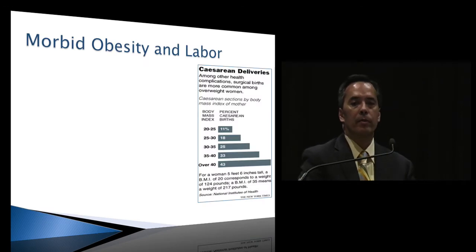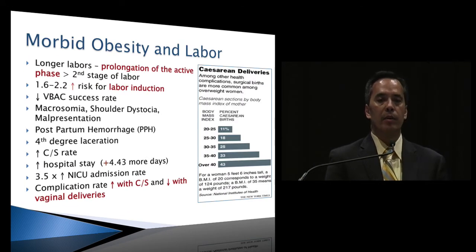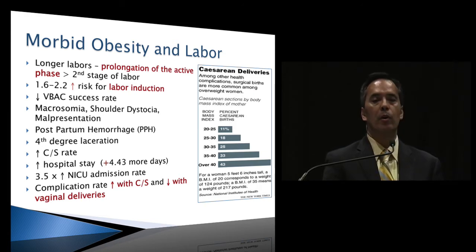So what about morbid obesity in labor? Well, it prolongs labor, and in fact, prolongation of the active phase of labor is more so than the second stage. Increased risk for labor induction, decreased rate of VBAC and trial of labor after cesarean section, increased risk for macrosomia, shoulder dystocia, and malpresentation, increased risk for postpartum hemorrhage, 4th-degree lacerations, and increased cesarean section rate.